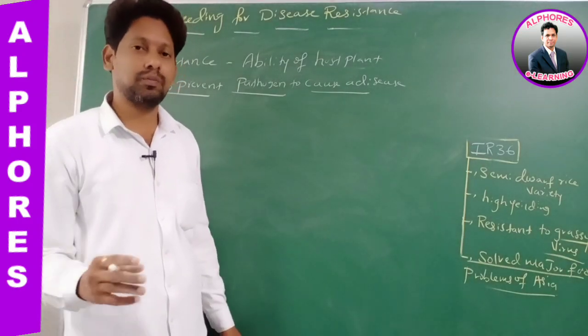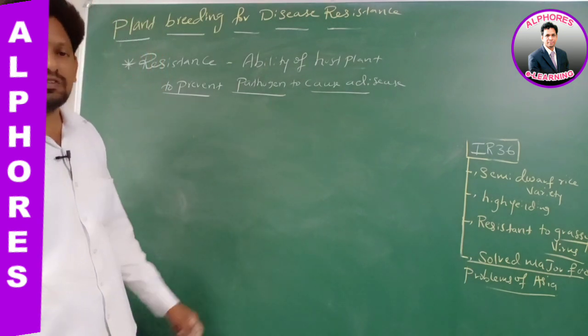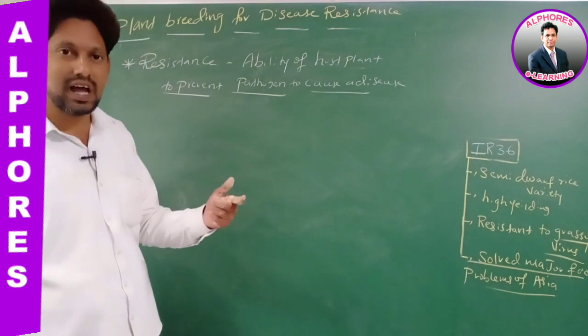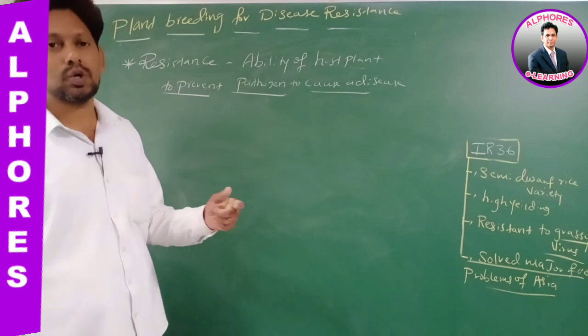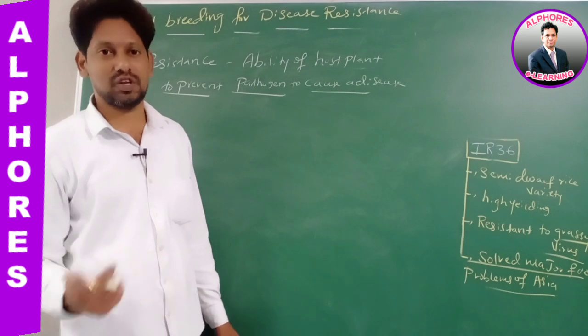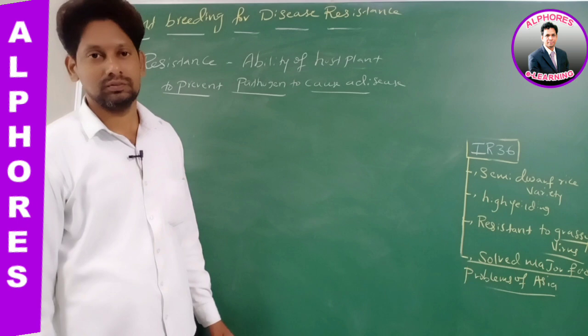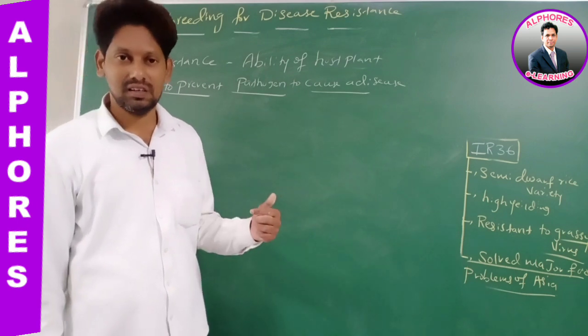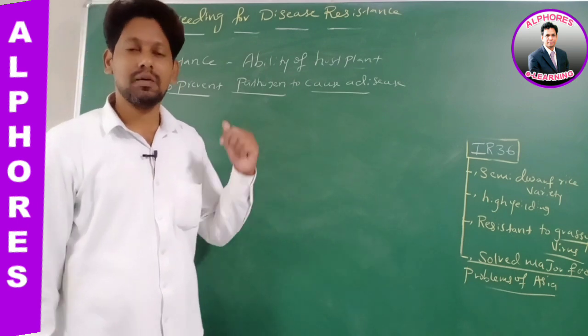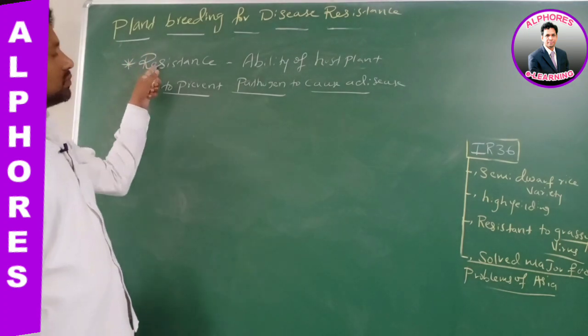Susceptible means nothing but poor resistance, less resistance. If a plant is susceptible, having less resistance, it is automatically attacked by pathogens. Therefore, susceptibility means poor resistance. If resistance is less, the plant is attacked by pathogens. Is this statement clear? Right.